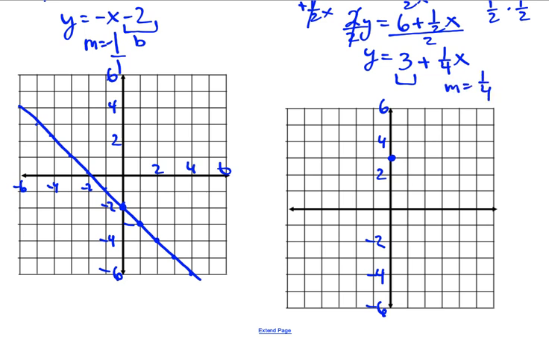So from that point, I'm going to go up 1, over 4. And it looks like I can't do it a second time, but I can do it in the reverse direction, go down 1 and back 4. So I get these 3 points, and then I can draw my line. And that is graphed.